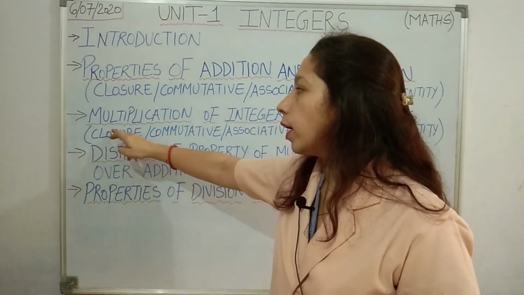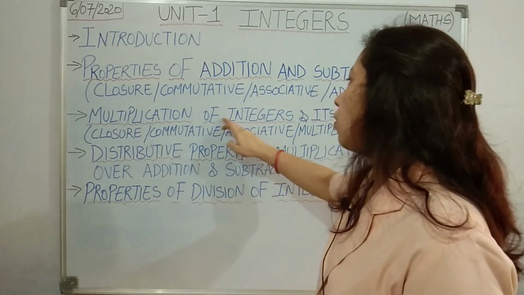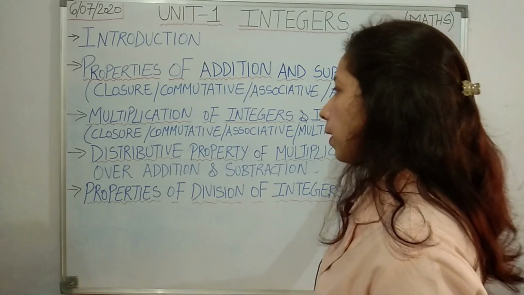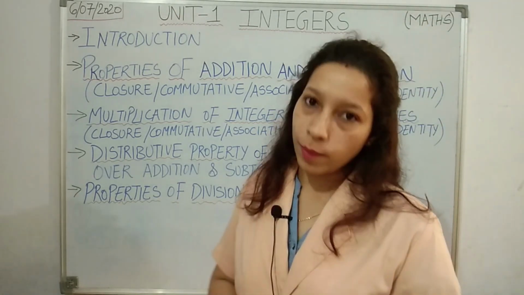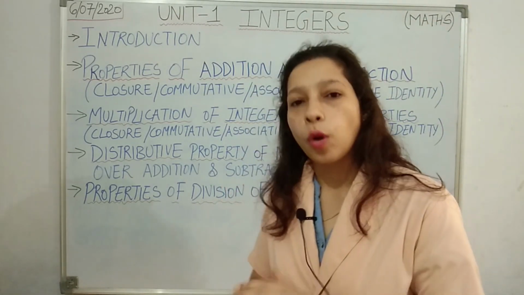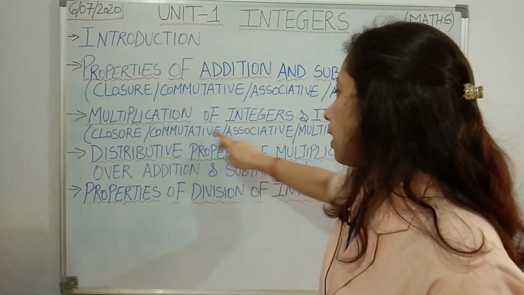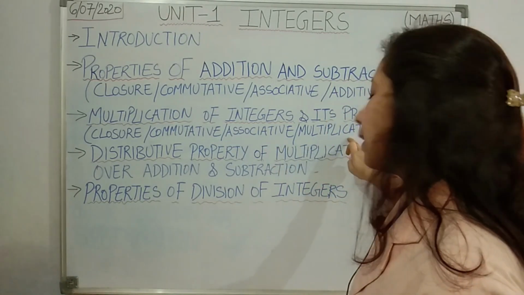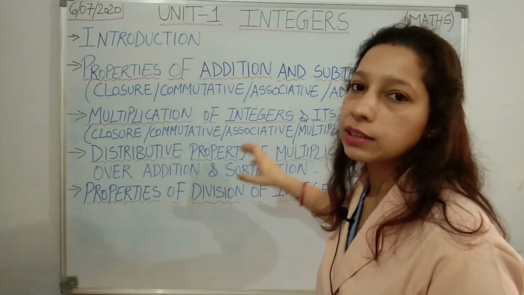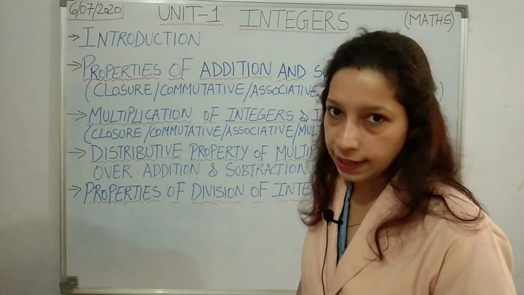Next topic that you are going to study is multiplication of integers and its properties. So you will learn how to multiply integers and you will learn the properties also. Closure property, commutative property, associative property and multiplicative identity. These properties come under multiplication of integers.